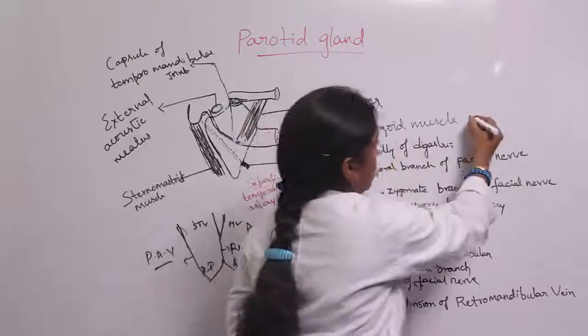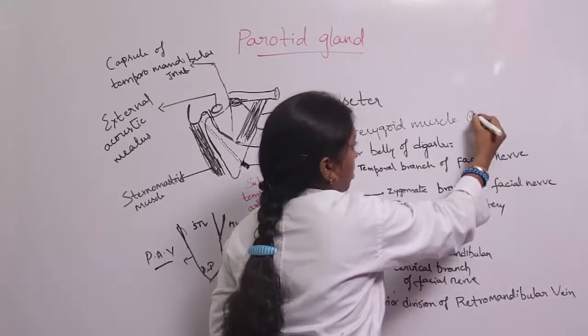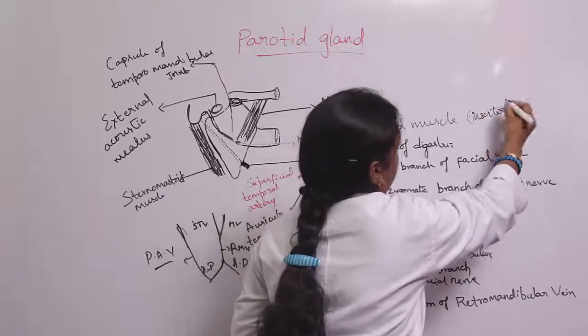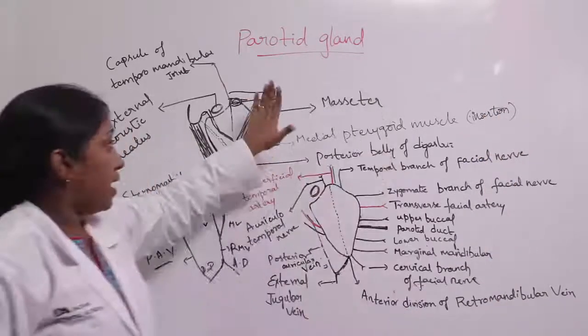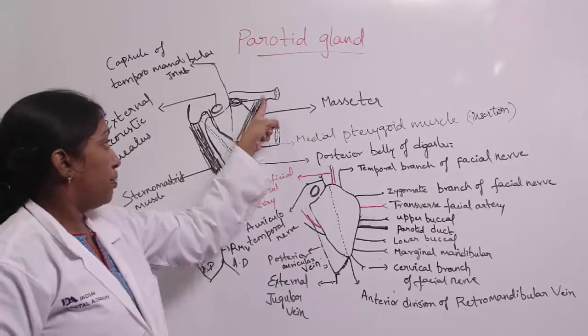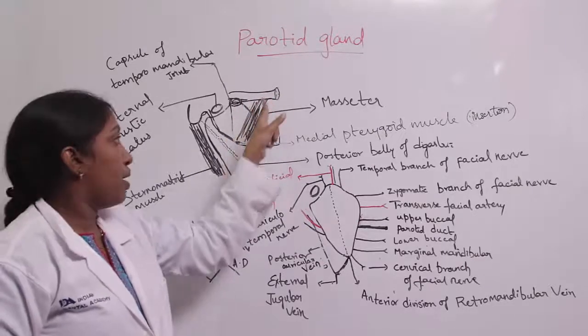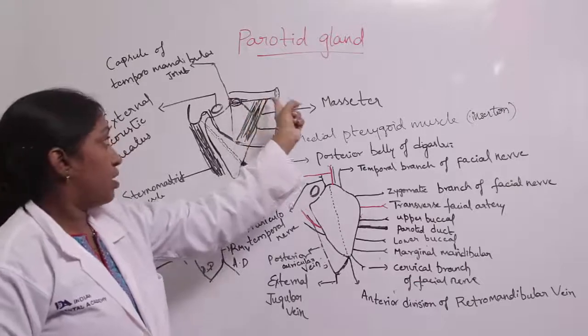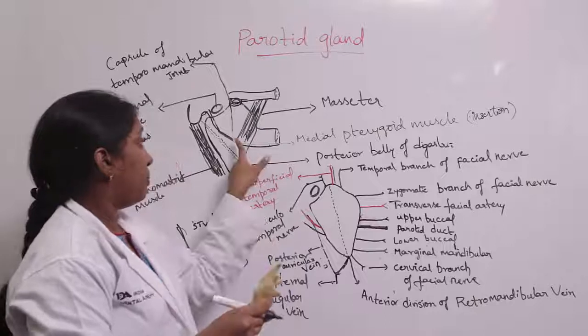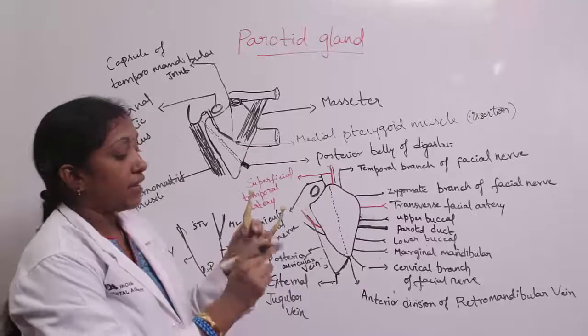Near its insertion. So the anteromedial surface is related to the postero-inferior part of the masseter. The masseter arises from the zygomatic arch and is inserted into the ramus of the mandible, and the medial pterygoid muscle is inserted near the angle of the mandible.